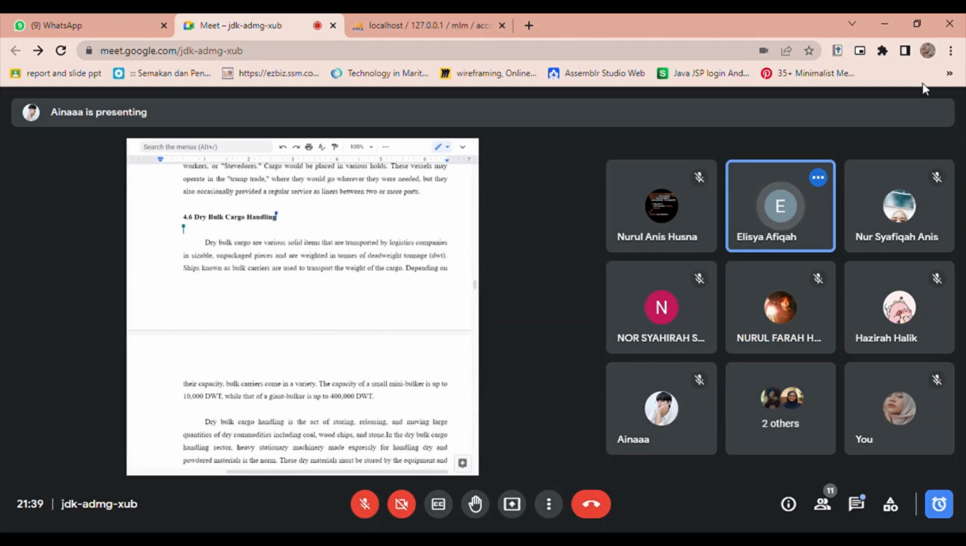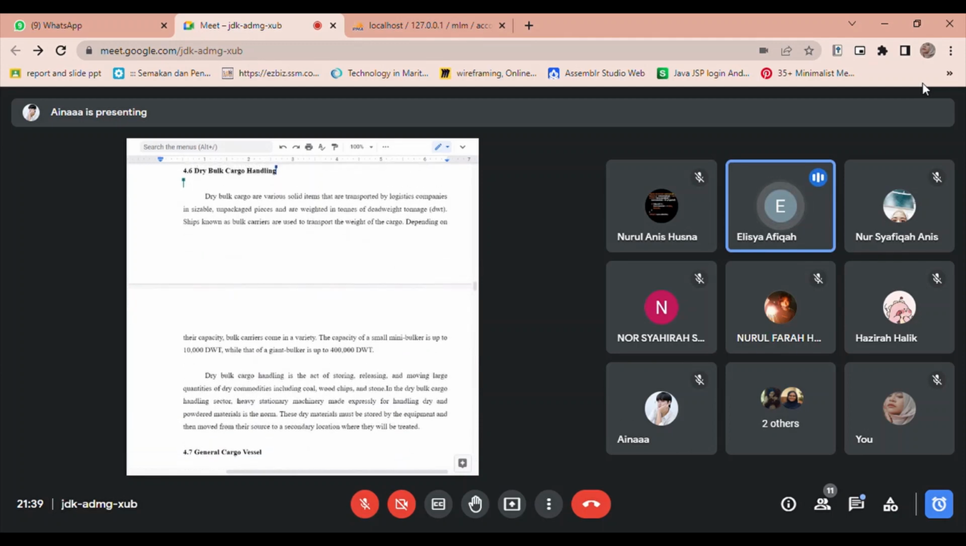Next is dry bulk cargo handling. Dry bulk cargo consists of various items transported by logistics companies in sizable unpackaged pieces and weighed in deadweight tonnage (DWT).